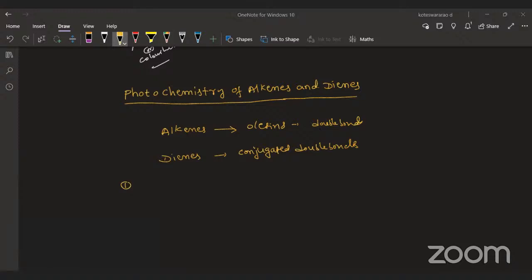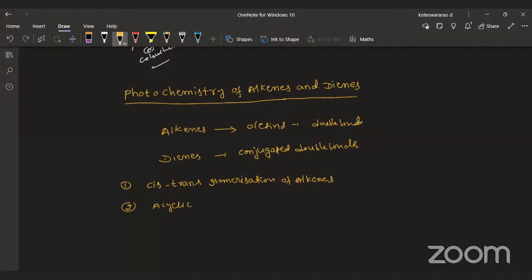One, cis-trans isomerization. When you take a specific double bond in a molecule, this kind of isomerization reaction takes place on that double bond. And the second, acyclic addition to alkenes.